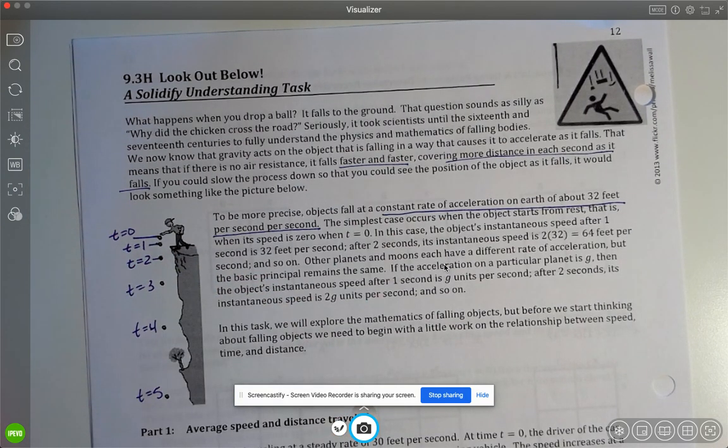Other planets and moons have different rates of acceleration, but the basic principle remains the same. If the acceleration on a particular planet is g, then the object's instantaneous speed after 1 second is g units per second. After 2 seconds, it's 2g, and so on. So in this task, we will explore the mathematics of falling objects, but before we start thinking about falling objects, we need to begin with a little work on the relationship between speed, time, and distance.